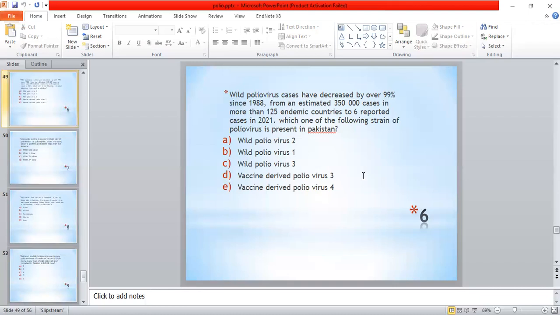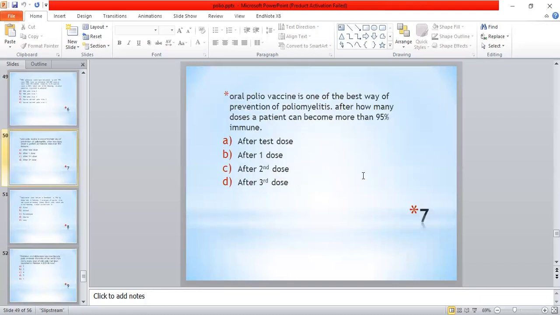The answer is B. Wild poliovirus 1 is still present in Pakistan.